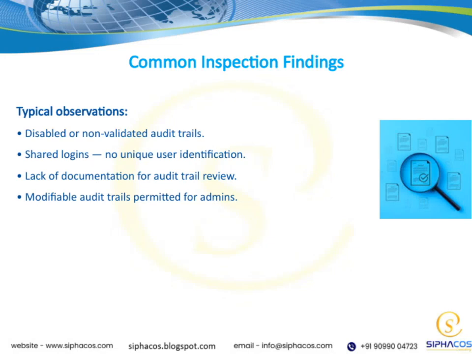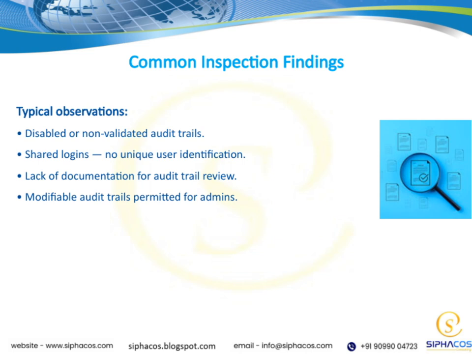Let's take a look at some common inspection findings that often come up. One of the key issues is disabled or non-validated audit trails. This means that the logs are either not maintained properly or haven't been verified for accuracy, which can really hinder accountability. Another frequent observation is the use of shared logins, where multiple users access the system with the same credentials. This makes it difficult to identify who actually performed specific actions, compromising traceability.